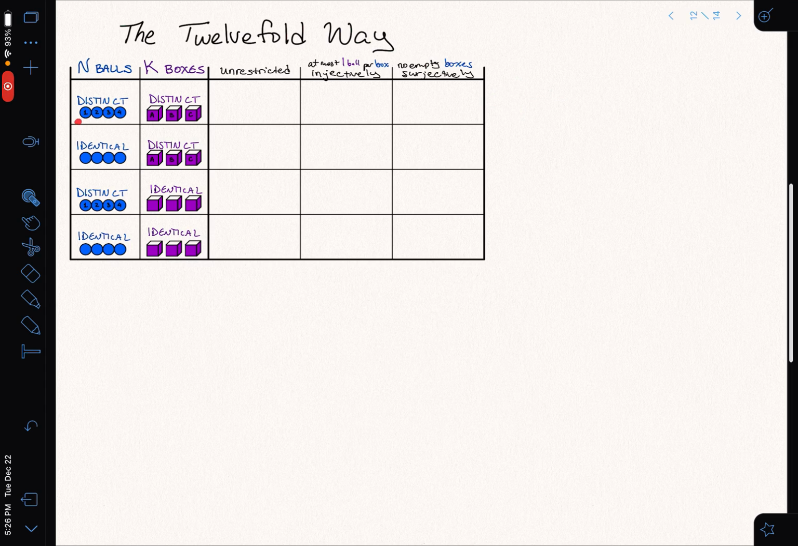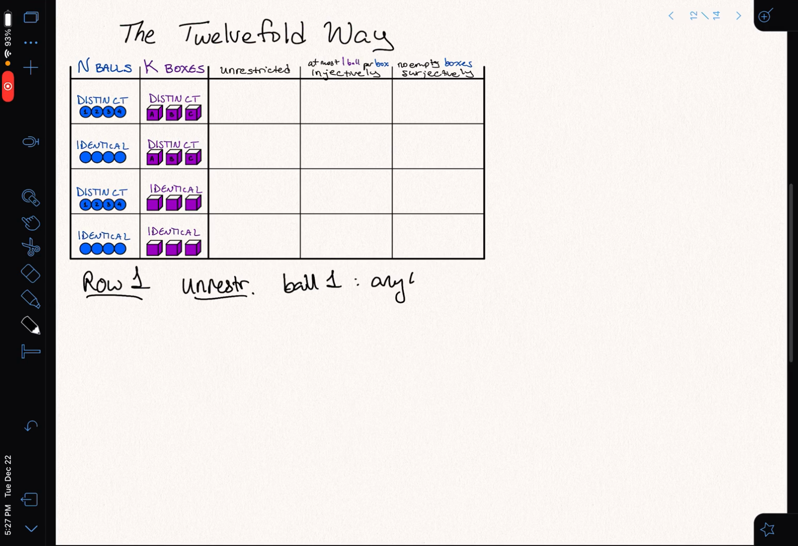So in this case, we have distinct balls going into distinctly labeled boxes. Let's think about how that could happen. So in row one, everything is distinct. Let's look at the unrestricted case. Okay, so what are our choices for ball one? Well, any box. So there are K choices for ball one. What about for ball two? Again, any box, and there are K choices there.